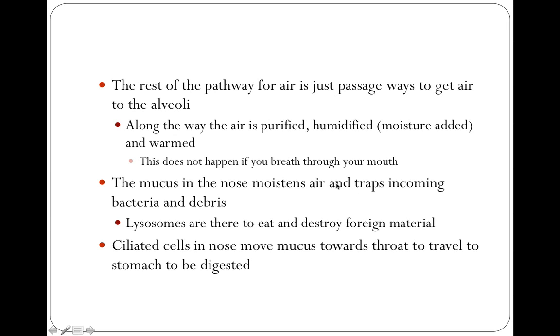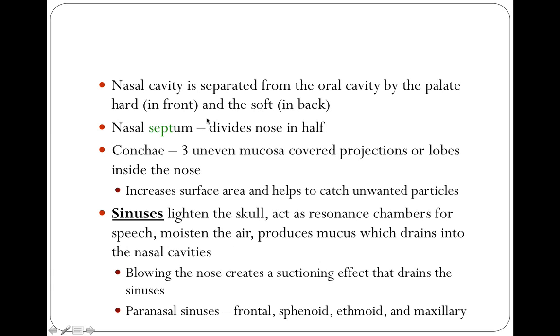Mucus in the nose moistens and traps the debris, and then we have foreign things that eat it, and that's how we get our boogers. You do have cilia inside the nose that helps move stuff. If you get a lot of stuff, it can send it into the stomach. The septum, we know sept, wall, fence, divides the nose in half. The concha we looked at on the picture. Their job is to increase the surface area. You have sinuses. We talked about those.